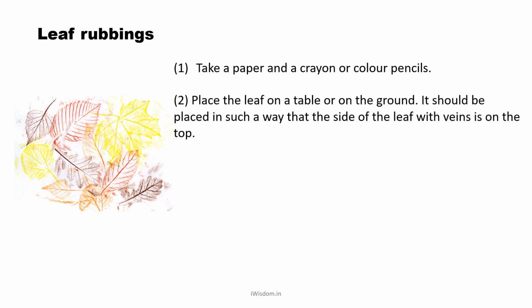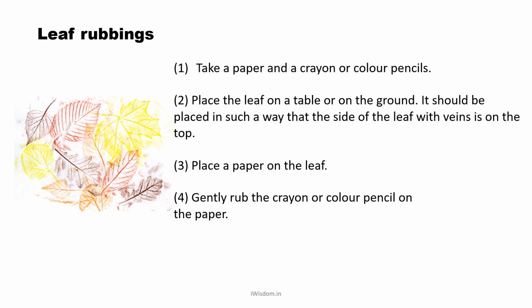Place the leaf on a table or on the ground. It should be placed in such a way that the side of the leaf with veins is on the top. Place a paper on the leaf. Gently rub the crayon or color pencil on the paper. Be careful that the paper or the leaf does not move.